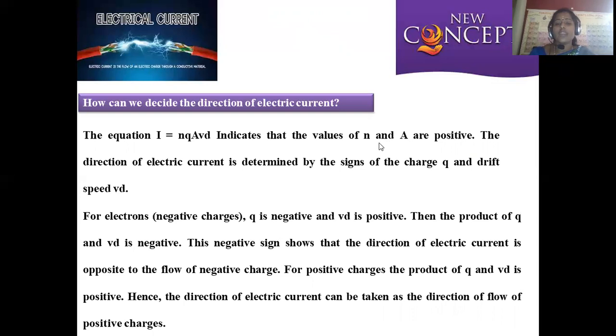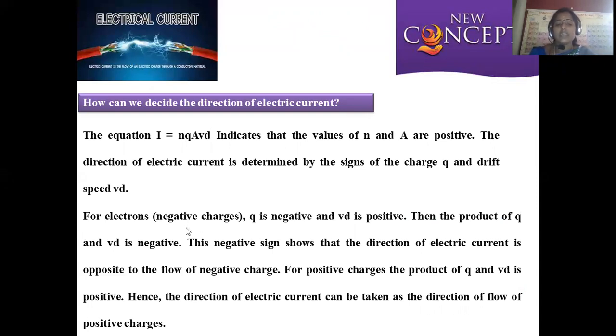This indicates that the values of n and A are positive in nature. Always the charge density and area of cross section values are positive. The direction of electrical current is determined by the sign of charge Q and the drift speed vd. And these values will not vary. That's the reason why the variables are two: one is Q, the electrical charge, and the other is the drift speed vd. These are the deciding factors in measuring the electrical current. Right?